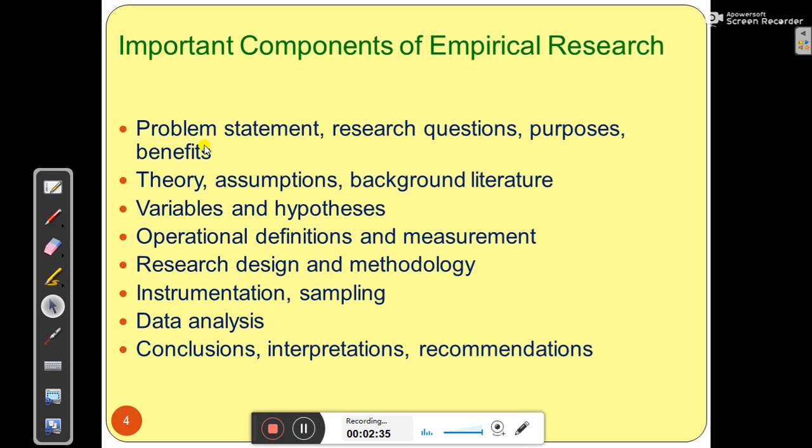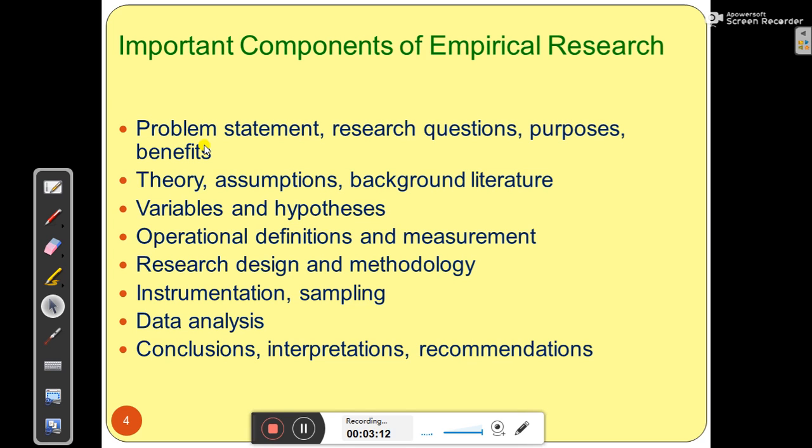Then you need to go through the theory regarding the problem. You need to find out what things you are going to assume, what things you are not going to assume, and understand the whole background through literature surveys. Then regarding that problem, you need to find out what the main variables are and what hypotheses you are going to take. After that, you need to describe the definitions and measurements that you are going to use during the research or during the solving of the problem.